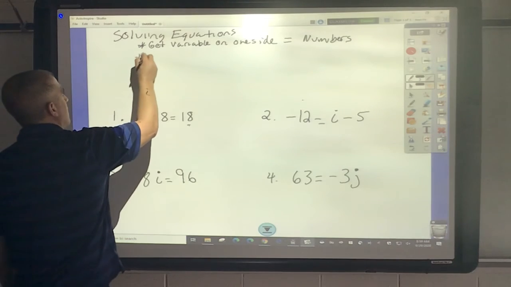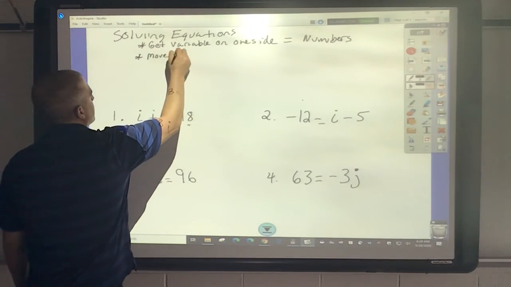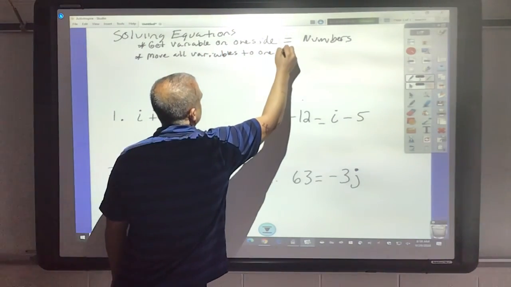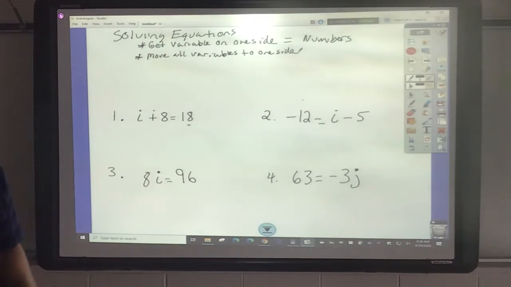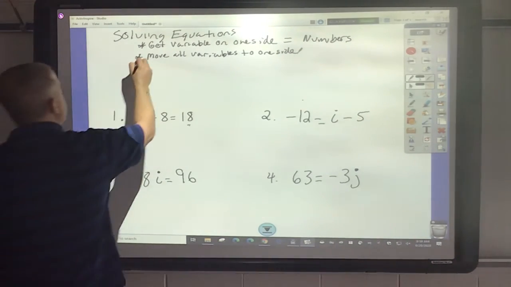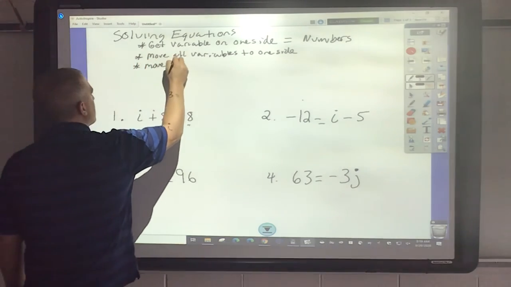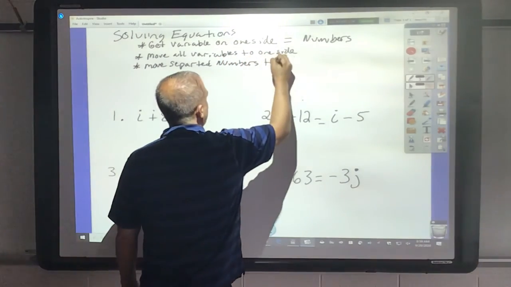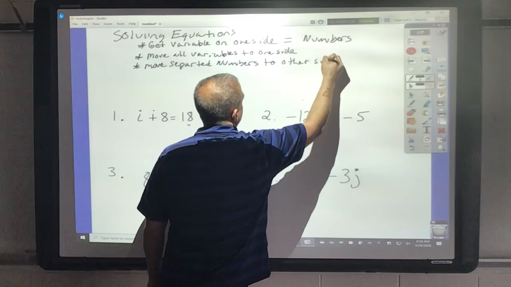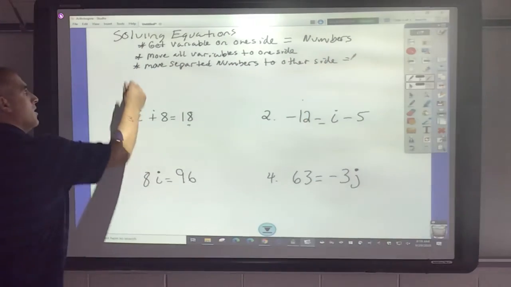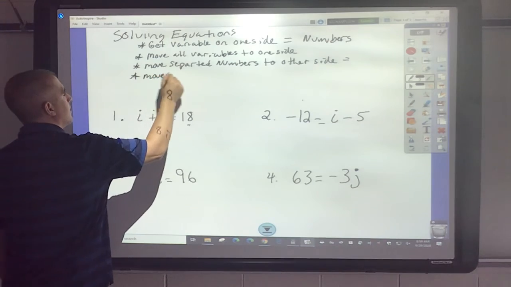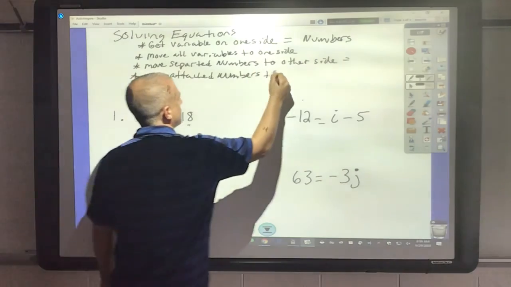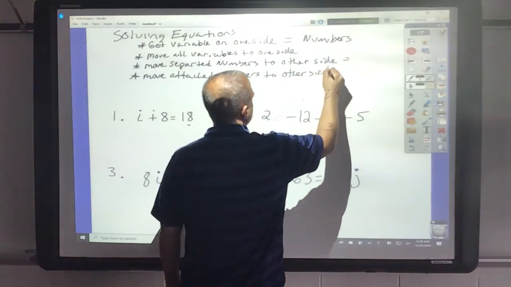Here's the first thing. First of all, we move all the variables to one side. Move the variables all to one side. We move the separated numbers to the other side of the equal sign. We then move the attached numbers to the other side of the equal sign.